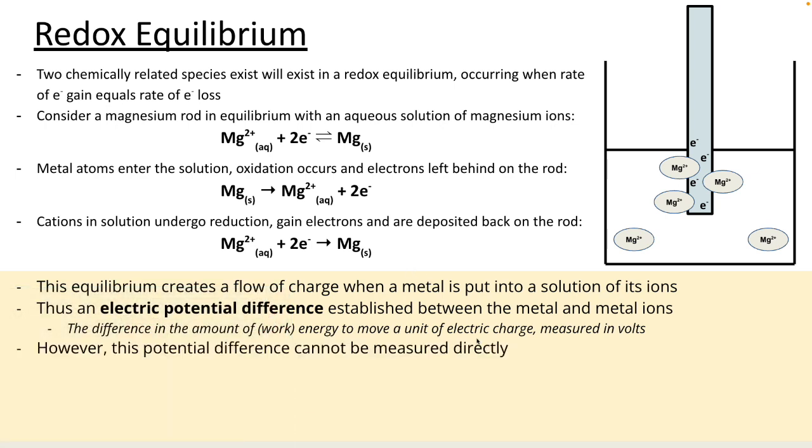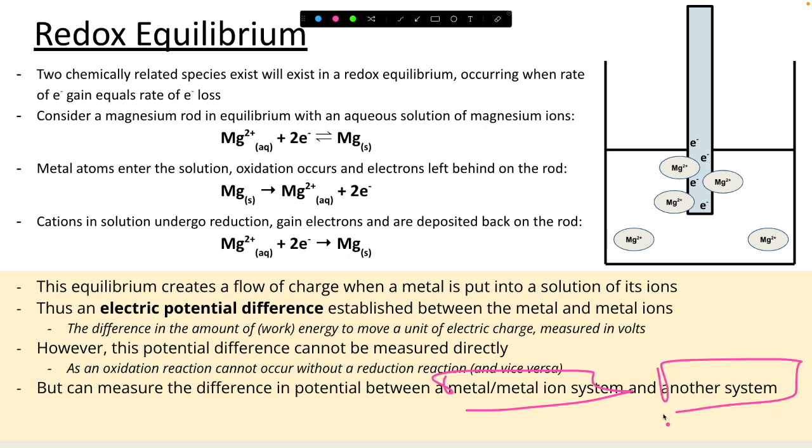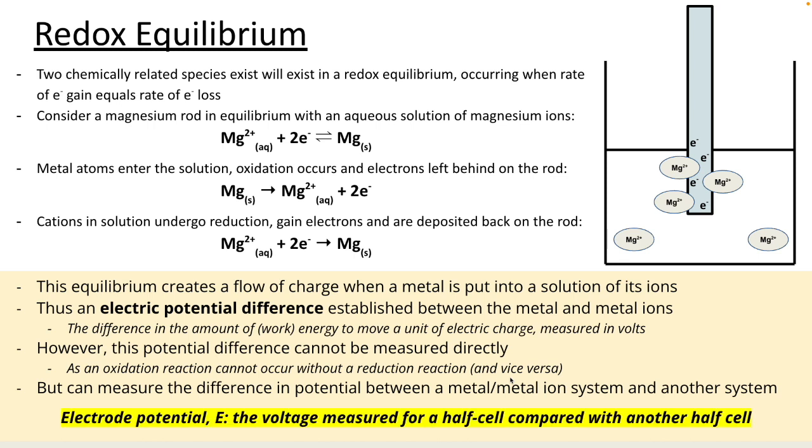However, this potential difference cannot be measured directly because we know that oxidation reactions require reduction reactions, so we can't measure one without the other. But we can measure the difference in potential between a metal ion system, such as our magnesium system here, and we can compare that relative to another system, where we can define this as the electrode potential. Given the symbol E, it's the voltage, so that electric potential difference measured for a half cell when compared with another half cell.